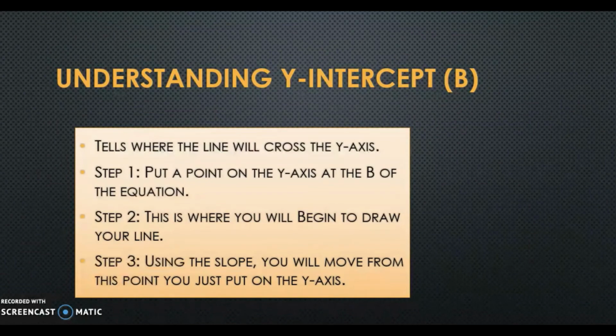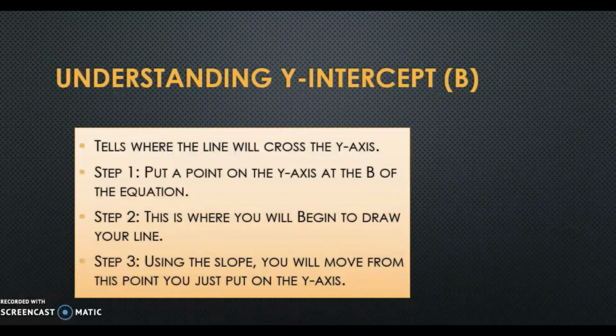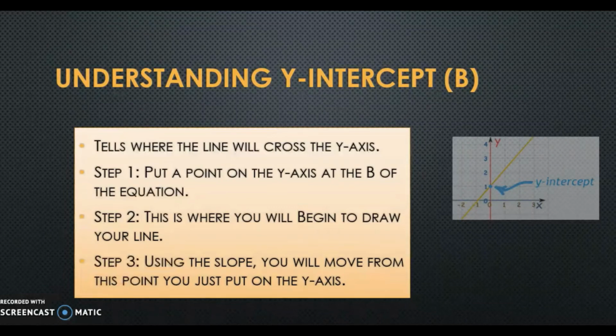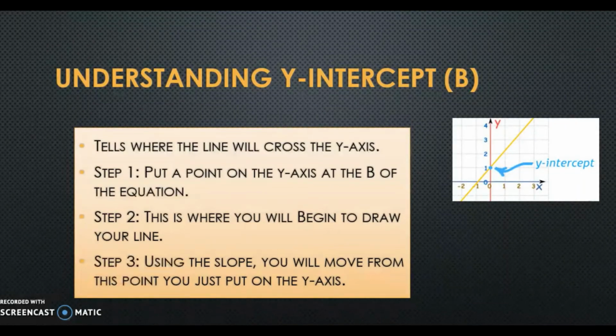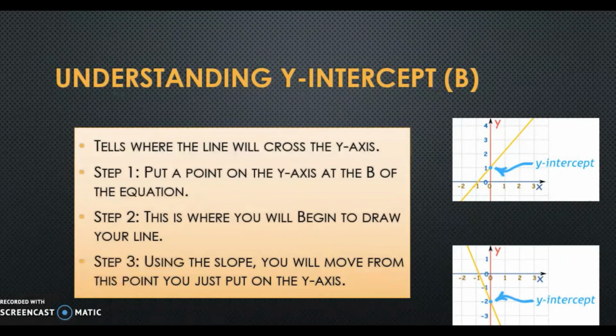Understanding that b, that y-intercept, this tells where the line is going to cross the y-axis. First, we're going to put a point on the y-axis at that b. This is where we're going to begin to draw our line. And then we're going to use that slope that we already looked at, and that will tell us where to move from the point that we just put on the y-axis. Remember, it could cross the y-axis at the positive, or it could cross the y-axis at the negative.